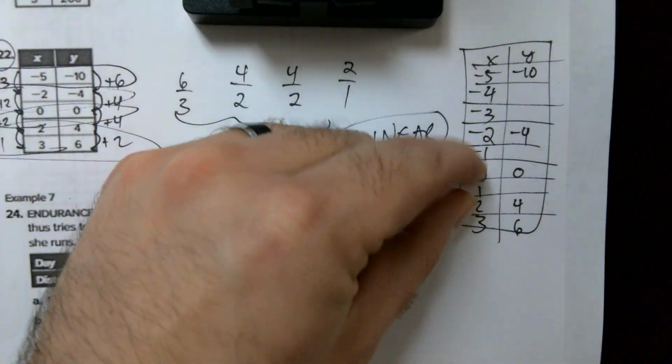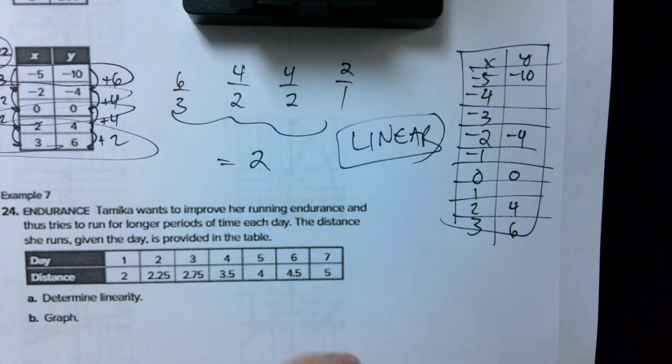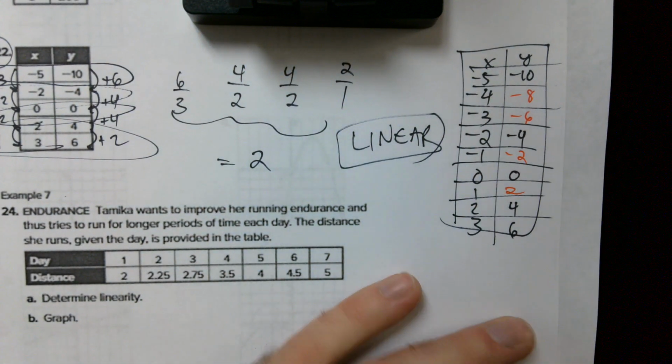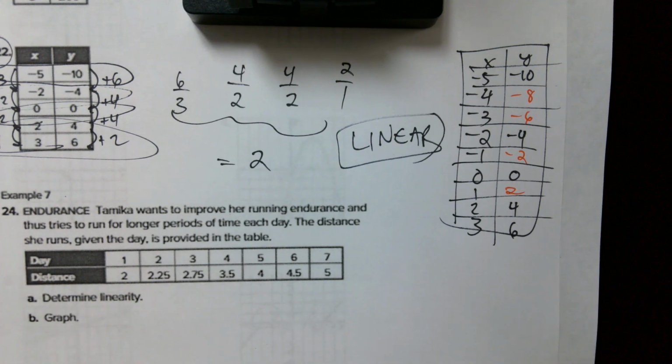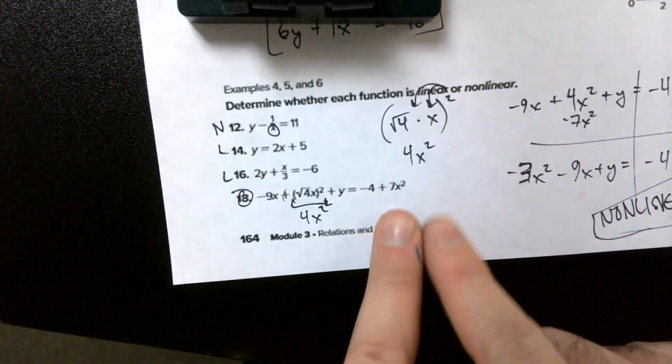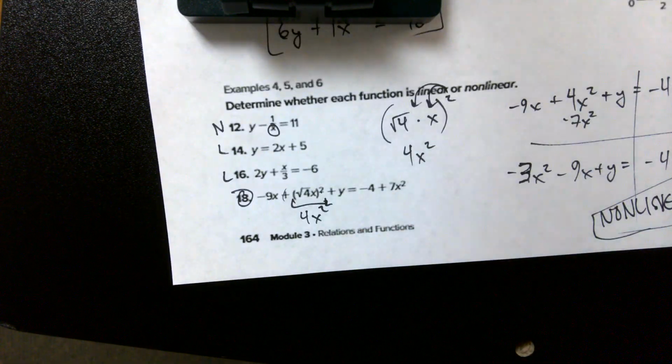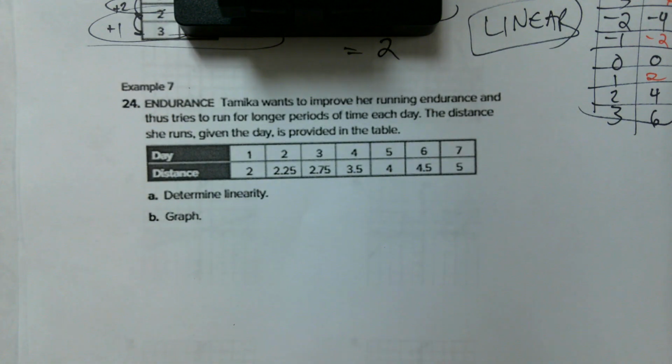If I spread out all my inputs, or my x values, I would see I've got negative 8, negative 6, negative 2, and 2. Nice and linear. So just because I'm only showing you part of the graph doesn't mean we can make a generalization. In the same way, just because I see an exponent doesn't necessarily mean it's nonlinear. I've got to simplify it first to find out for sure. Finally, you said number 24, right?